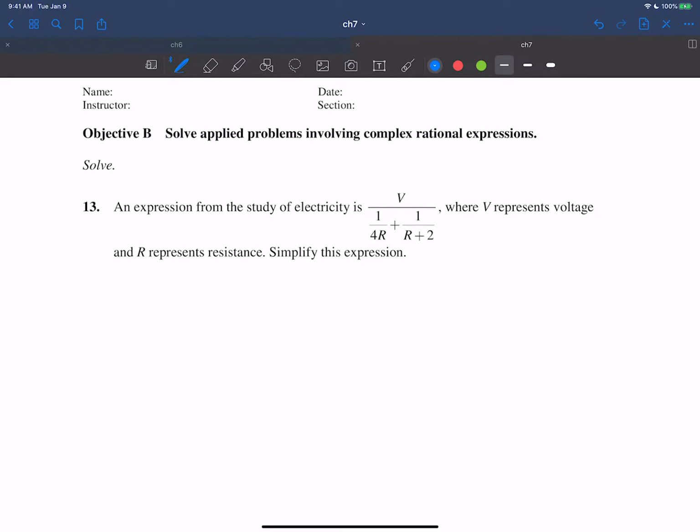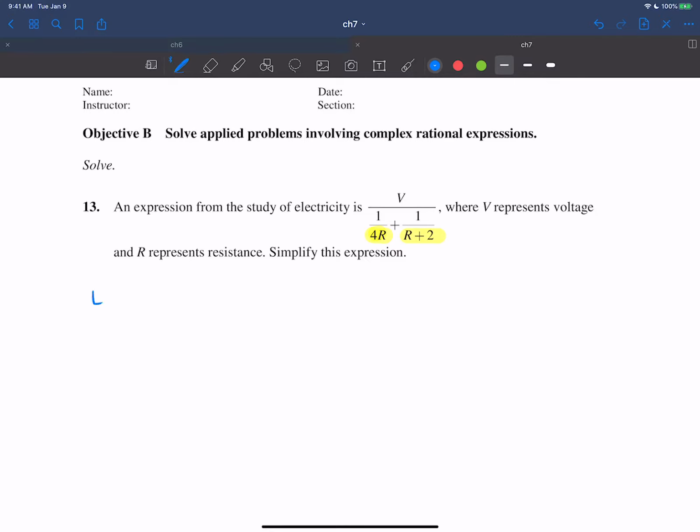Number 13, it's a word problem. An expression from the study of electricity is given by this one, and they want you to simplify this expression. This expression looks like a complex rational expression, so let's highlight all the denominators. We have 4r, we have r plus 2.